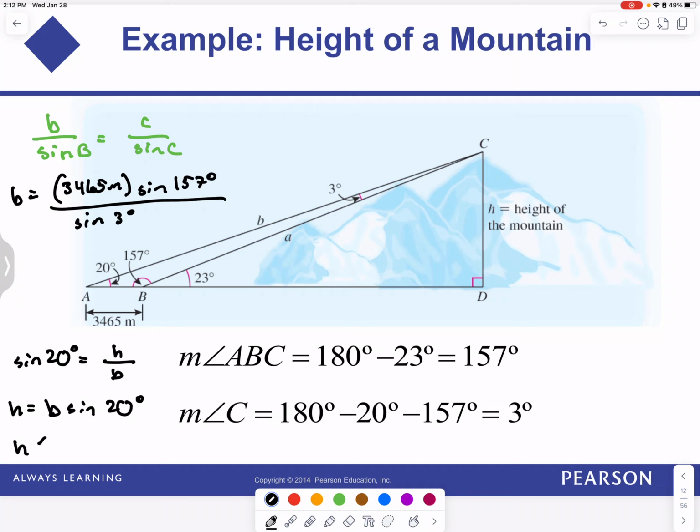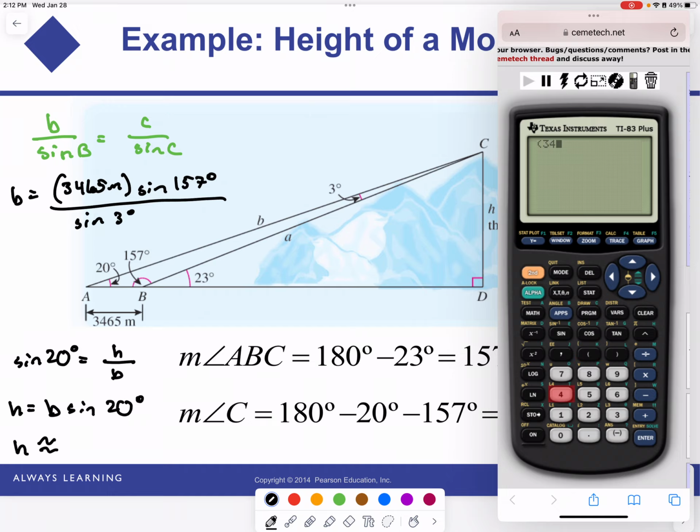So then h should be approximately, we'll probably round it to the nearest meter. So what I'm going to do, that expression we have at the top for b, I'm going to multiply it by the sine of 20, and we'll use that to find our h. Okay. So I'm in my degrees mode, okay? So now for the numerator, we have this 3465 times the sine of 157 degrees, okay? I'm going to go ahead and say times the sine of 20 degrees, okay? So now we need to close off the numerator, and we're going to say divided by the sine of 3 degrees, okay?